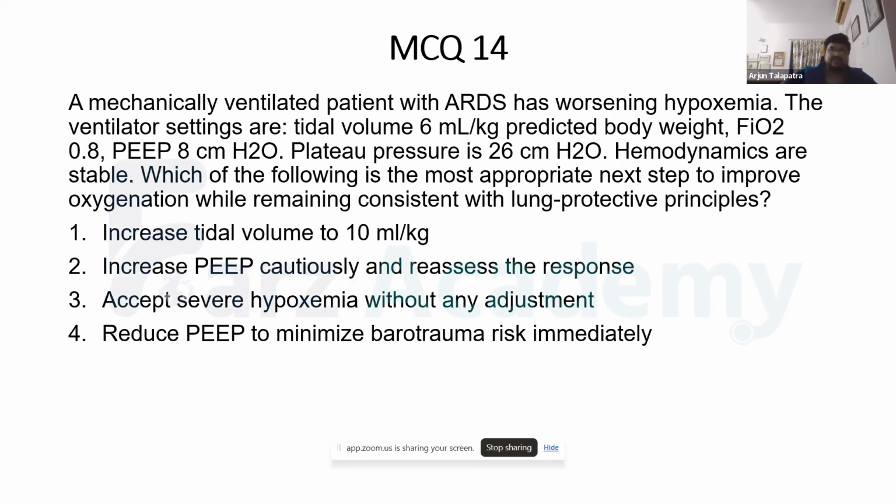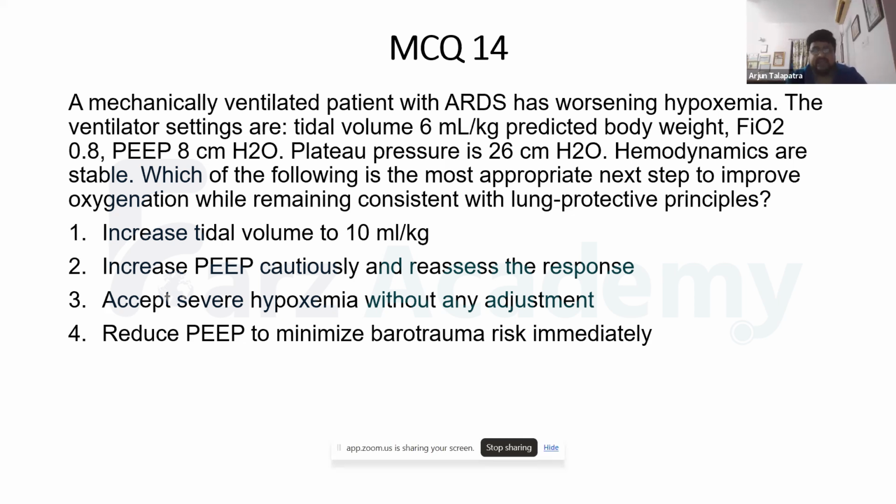So starting off with the fresh round of MCQs, here we have a mechanically ventilated patient with ARDS. The patient is having worsening hypoxia. These are the settings, very basic settings: tidal volume of 6 ml per kg of predicted body weight, FiO2 is quite high at 0.8, and PEEP is 8. You've measured the plateau pressure, which comes out to be 26. Hemodynamics are stable. Now, which of these is the most appropriate next step to improve oxygenation while remaining consistent with lung protective principles? Anyone, what would be your next step?